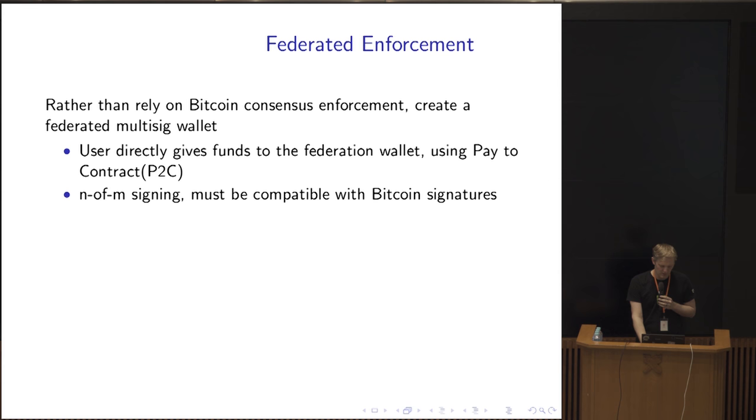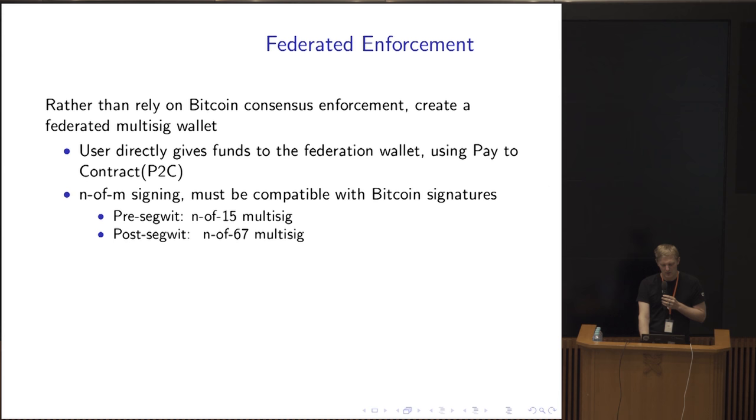The one thing about this is that you have to be compatible with today's Bitcoin signatures, with the federated multisig contract on the Bitcoin side. So on pre-SegWit, due to the P2SH push limit, it was actually only up to 15-of-15 multisig. So you could have up to 15 participants in this multisig federation. That determines where all the money goes. Post-SegWit, it's actually bigger than this, but standardness rules. Even following normal standardness rules, you can get up to N of 67. So you could have a federation of size 67.